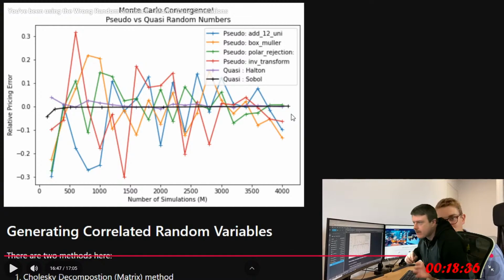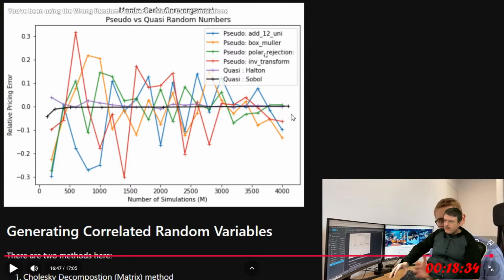So here's the pseudo, 12 pseudo Box-Muller. So the green one, isn't that the one we're looking at? Which one's the fastest? I think the polar rejection one. See, we're looking for stuff like this for the neural network. So this black one clearly would be the best. So that's how accurate the random number is.